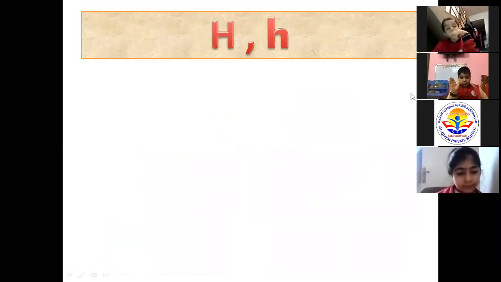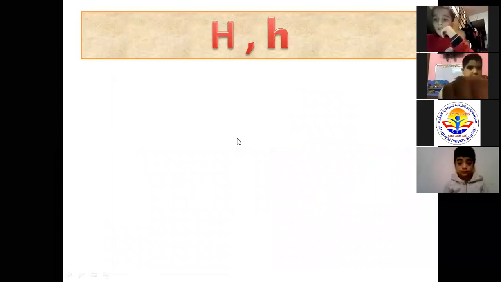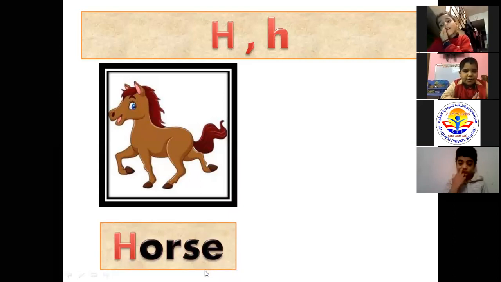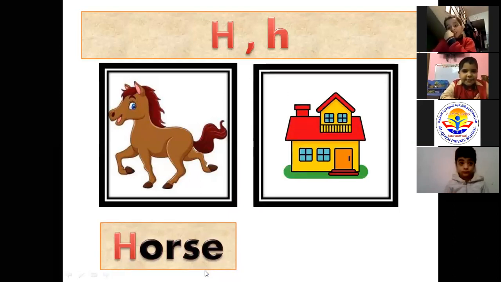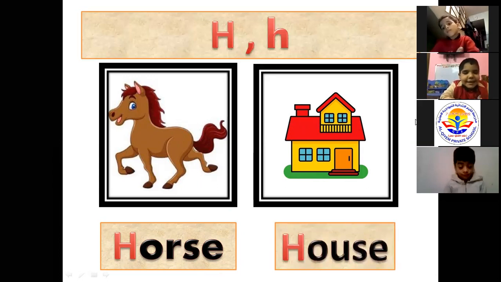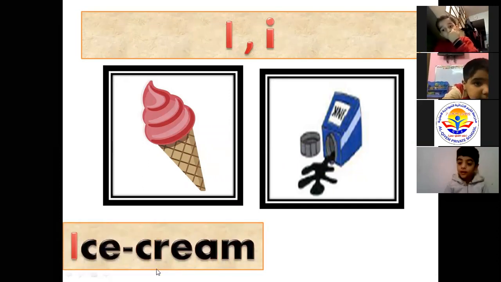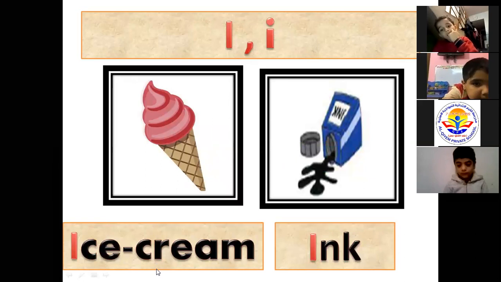We have this letter. Yes, Ahmed, what is it? Uppercase H, lowercase H. Good job. H for horse. H for house. House, very good. H for horse and H for house. What about this letter, Yaman? I. Uppercase I and lowercase I. I for? Ice cream. I for? Ink. Very good.